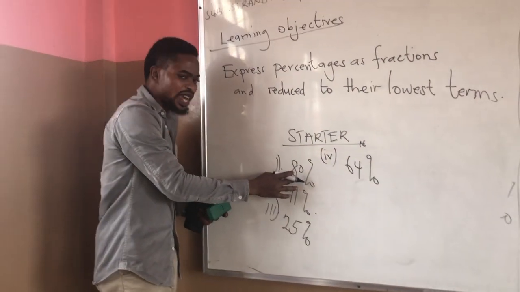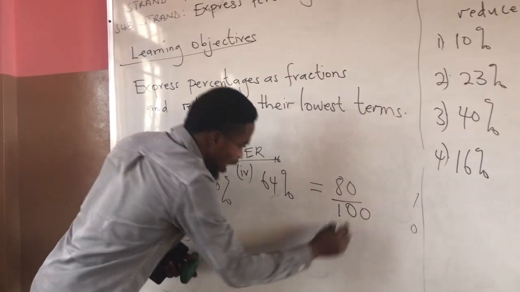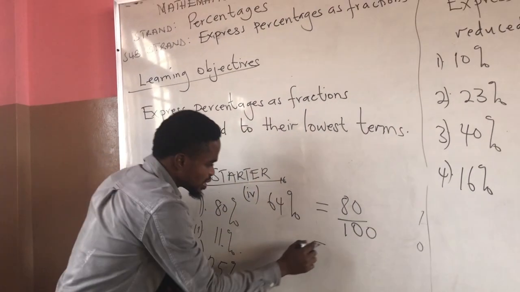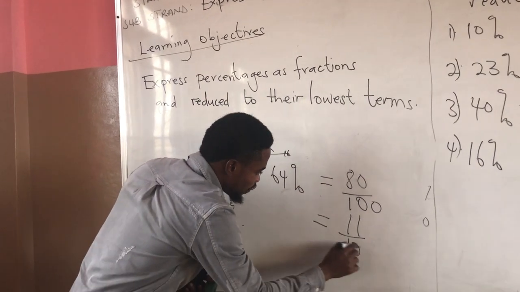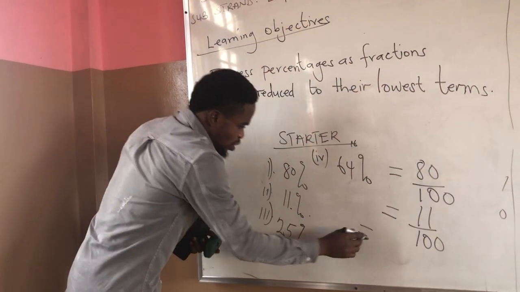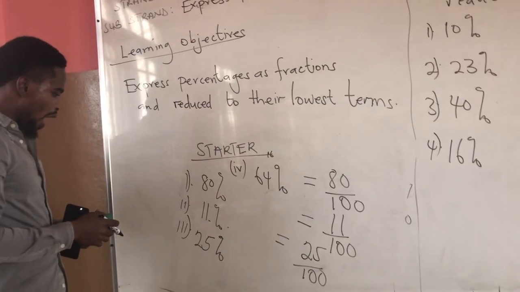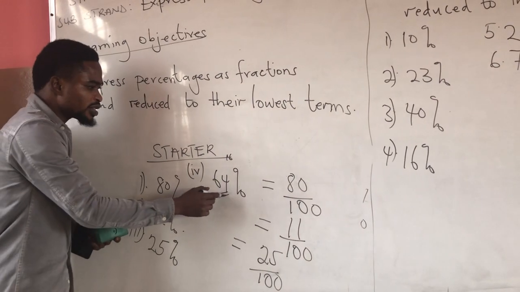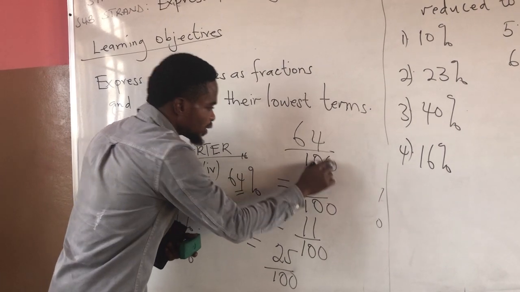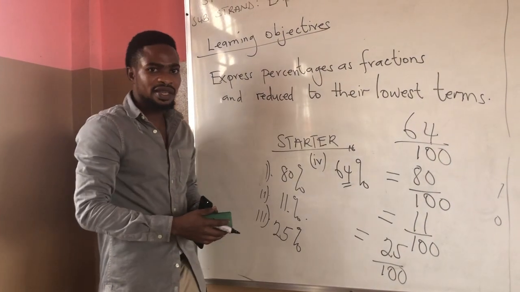The first one is 80%, which can be written as 80 out of 100. The next one is 11%, which can be written as 11 out of 100. The next is 25%, which can be written as 25 out of 100. And the last one is 64%, which can be written as 64 out of 100. This is how we express percentages as fractions.